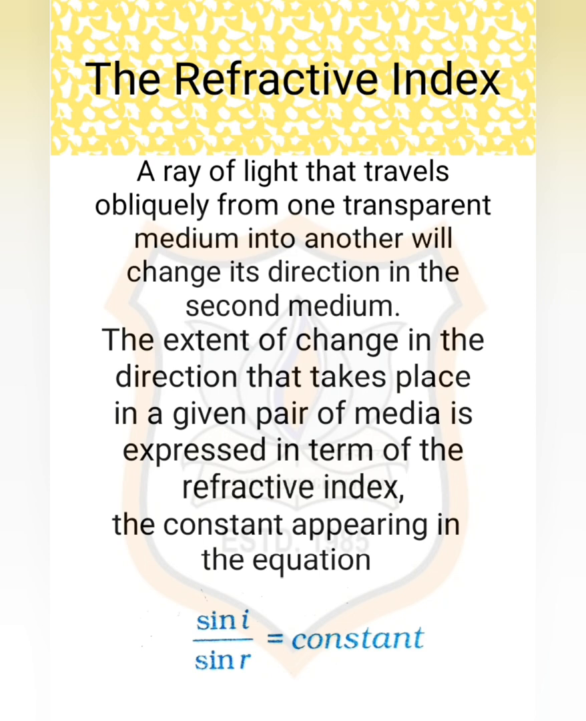Light travels fastest in vacuum, we know that, with a speed of 3 into 10 to the power 8 meter per second. In air, the speed of light is only marginally less, or we can say it is also 3 into 10 to the power 8 meter per second compared to that in vacuum. It reduces considerably in glass or water. The value of the refractive index for a given pair of media depends upon the speed of light in the two media. Let us discuss.